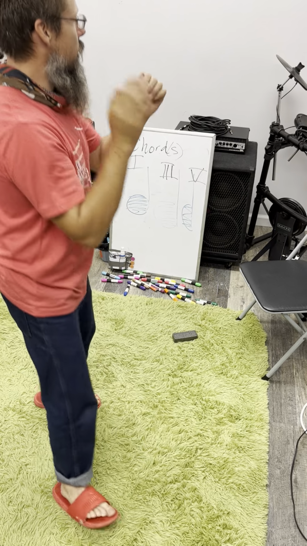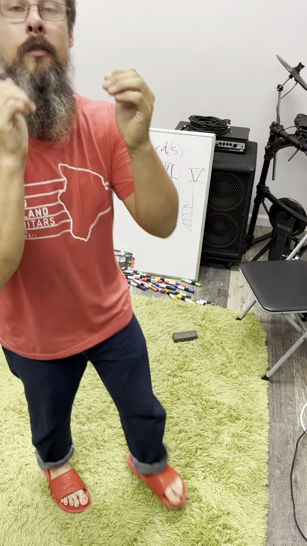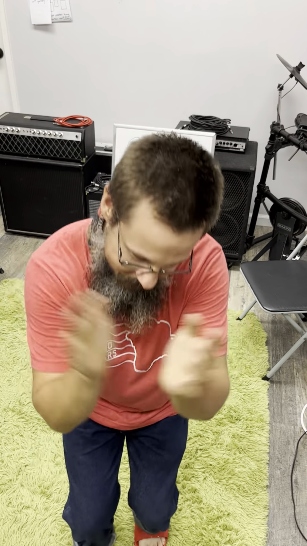Do you see how in 4/4 it made sense to make a square and go 1, 2, 3, 4? Well, what shape has 3 sides? A triangle. Yeah! 1, 2, 3, 1, 2, 3, 1, 2, 3.